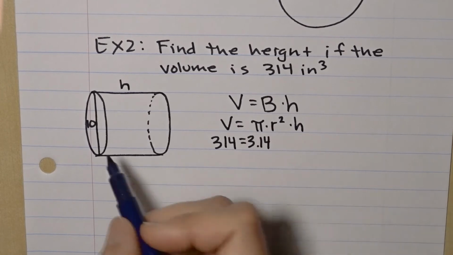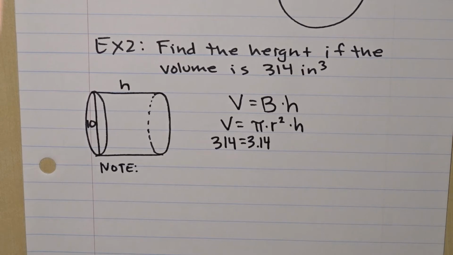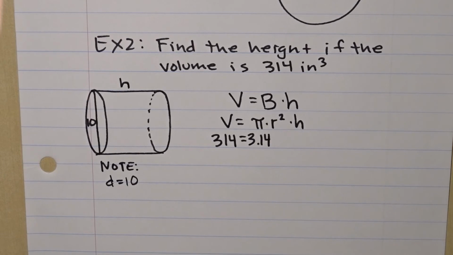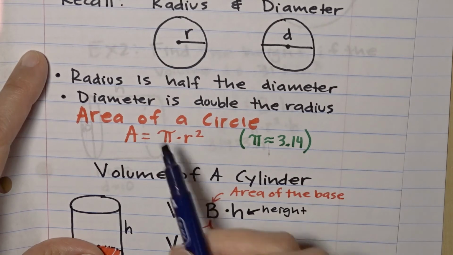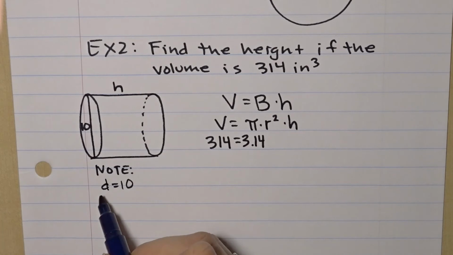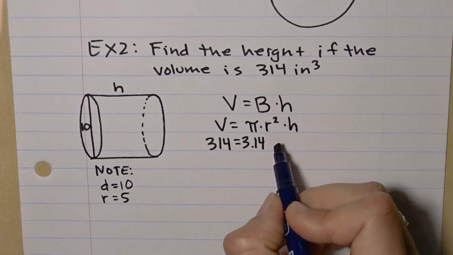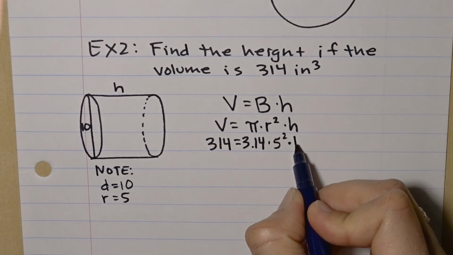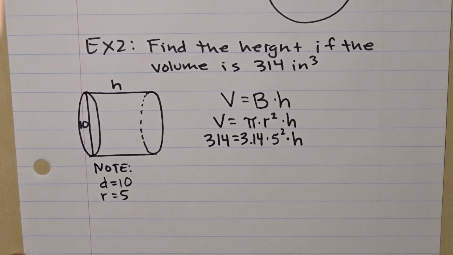And r squared. We don't have r, we have a diameter. Doesn't mean I can't find it. I do know that the diameter is 10. And we discussed earlier, if my diameter is 10 all the way across, then my radius is half of the diameter, so it would be 5. Okay, so now I'm going to plug in a 5 for r. And my height, I don't know that one, so leave it as an h. So now we pretty much have everything as a value except for h, so we can find h.